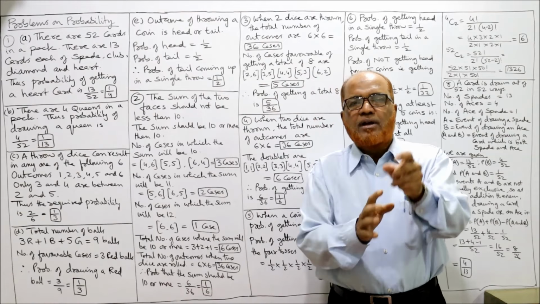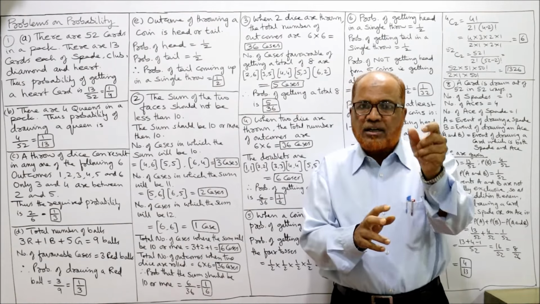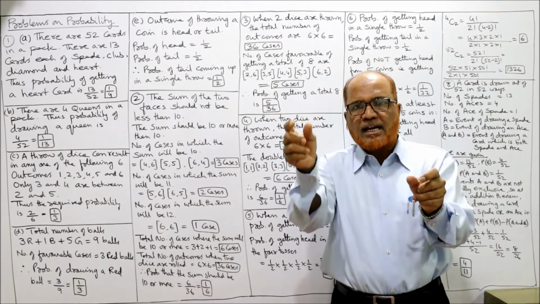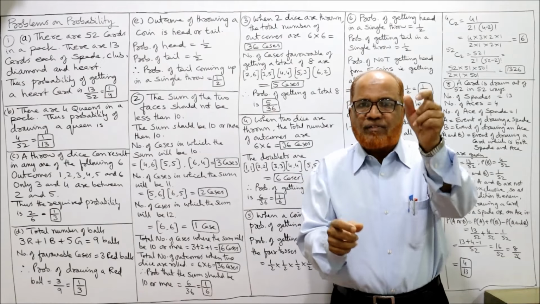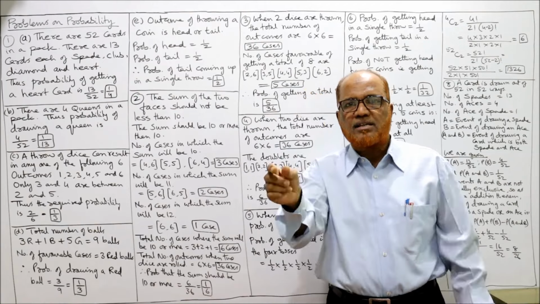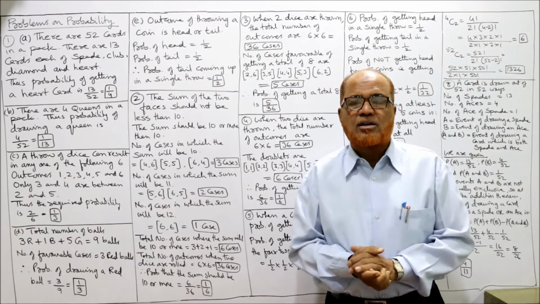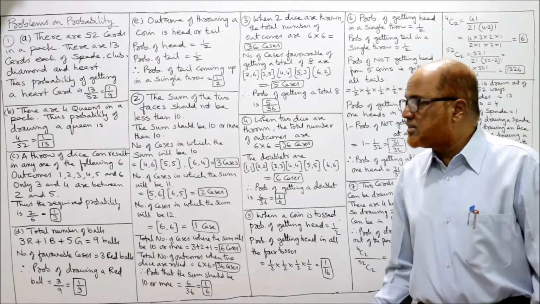ये पहला doublet है. First dice 2, second dice 2, second doublet. Third, first dice 3, second dice 3. First dice 4, second dice 4. First dice 5, second dice 5. First dice 6, second dice 6. These are the doublets. So how many doublets we are having? When 2 dice are thrown, 6 doublets are there.